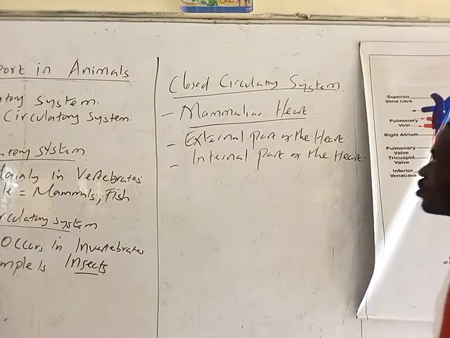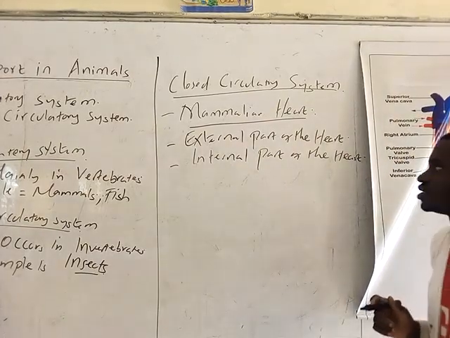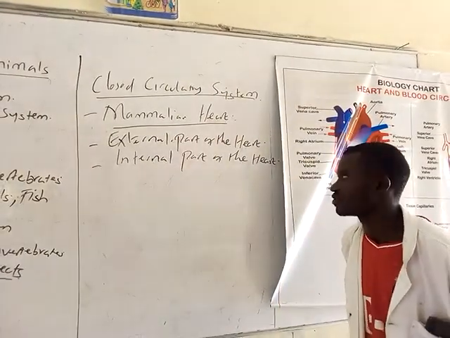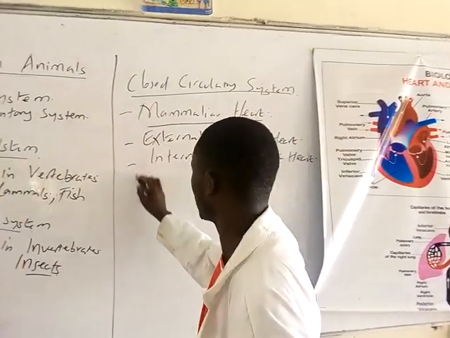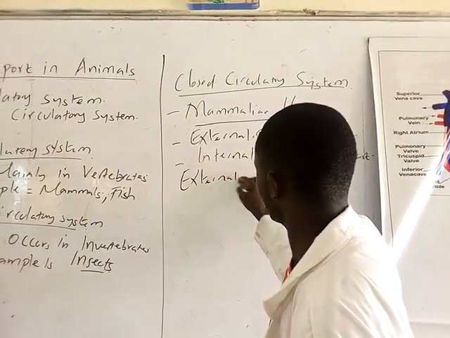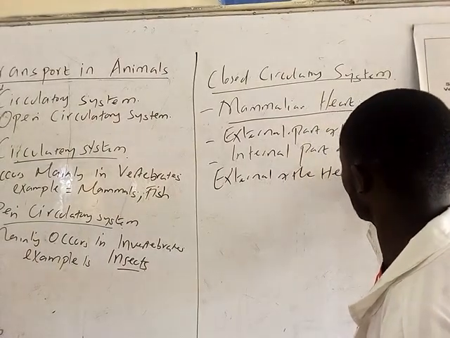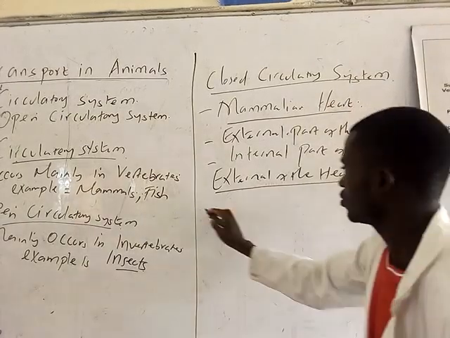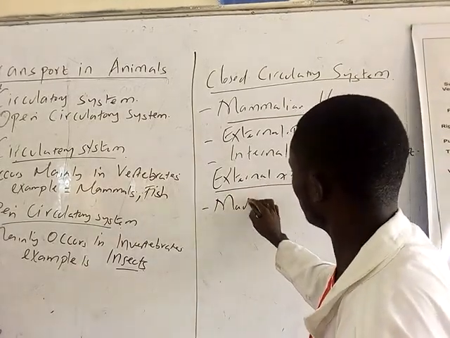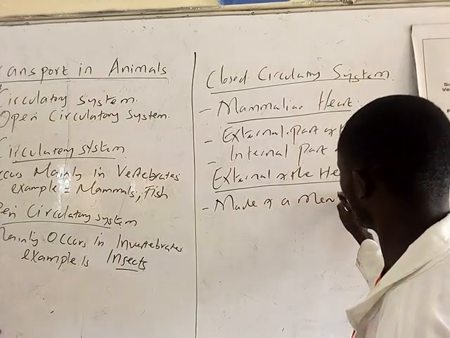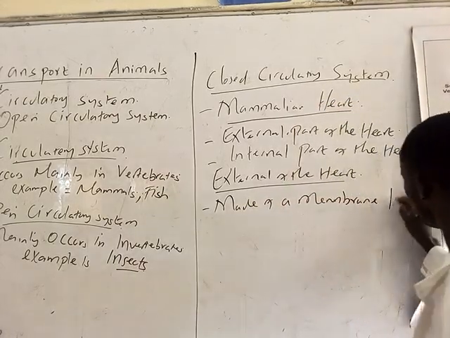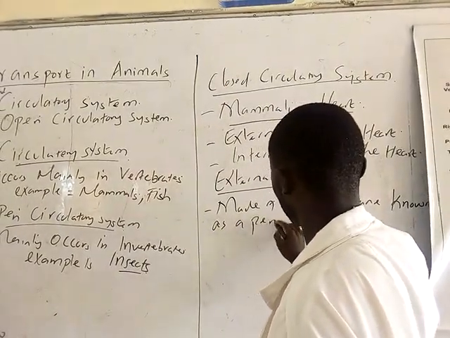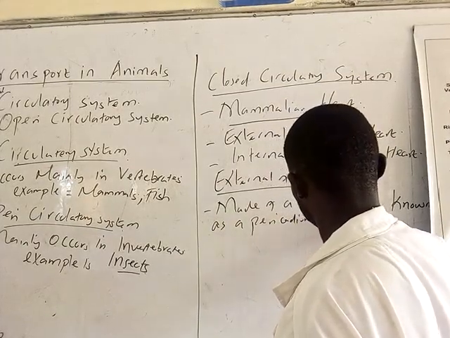So for you to understand the closed circulatory system, it is mandatory to know the external parts of the heart and the internal parts of the heart. Let's start with the external part of the heart. External means outside. So the heart is covered by a membrane known as the pericardium membrane.